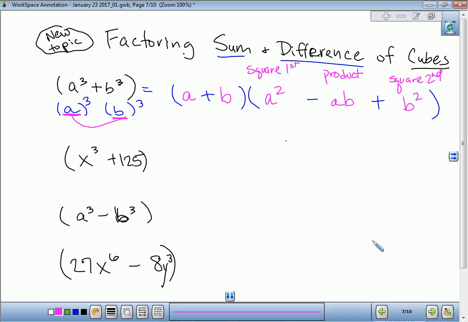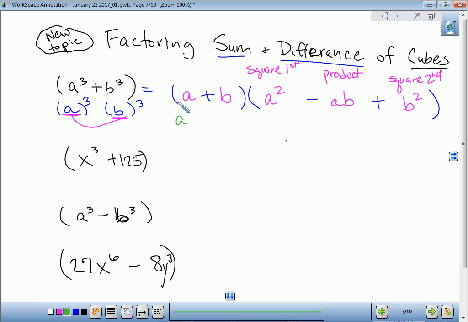Now, when we multiply this binomial times this trinomial, it turns back into that. This looks like a lot and that looks like a little. But this is the factored form. We have it written as a product of its factors.